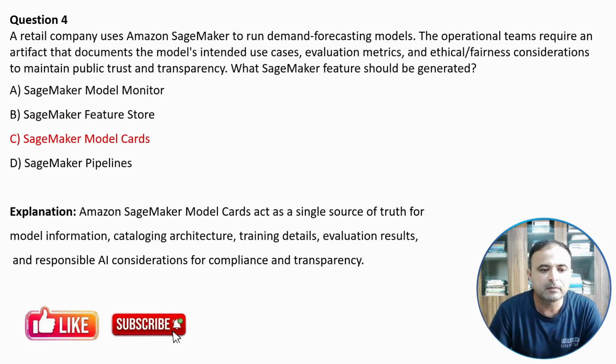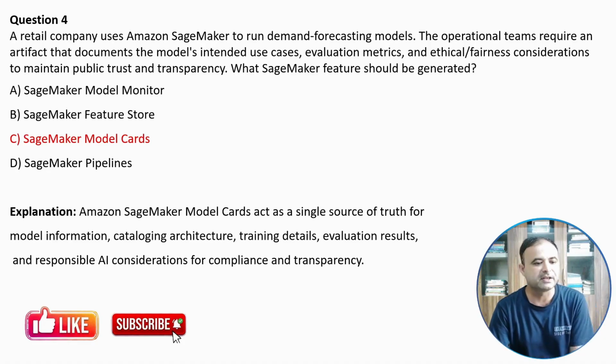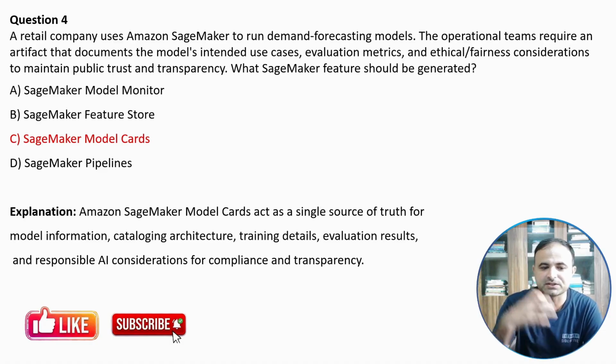Next, a retail company uses Amazon SageMaker to run a demand forecasting model. The operational team requires an artifact that documents the model's intended use cases, evaluation metrics, and ethical fairness considerations to maintain public trust and transparency. What SageMaker feature should be generated? So here, SageMaker Model Card, because SageMaker runs the demand forecasting model.